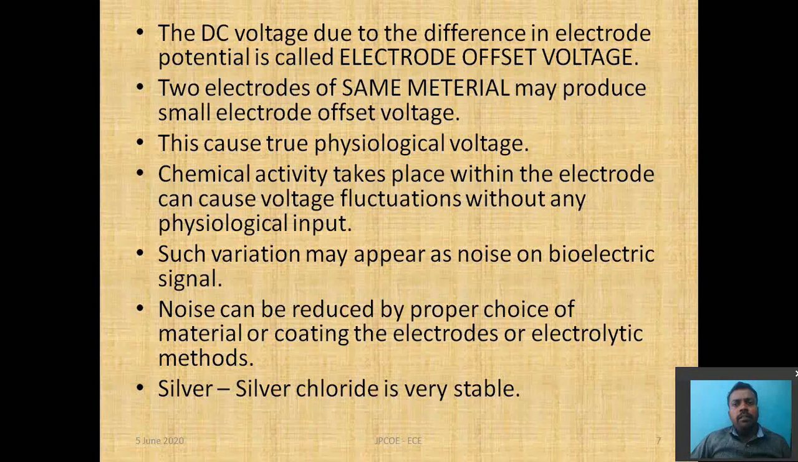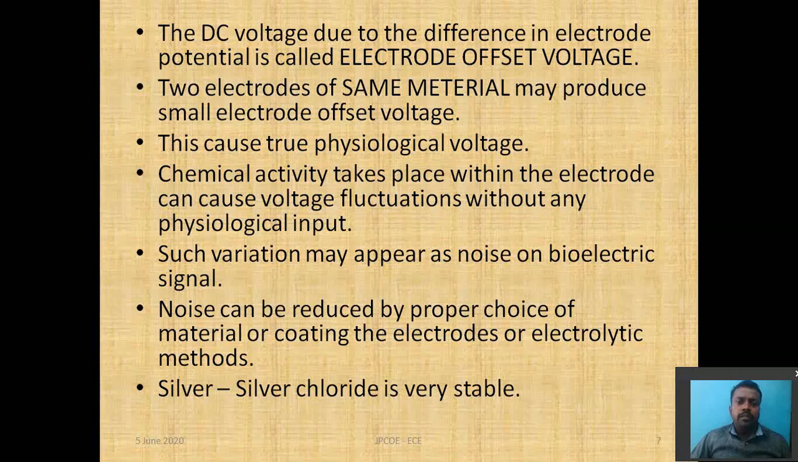How does chemical activity take place? Chemical activity means the electrolysis process. What is the electrolysis process? We have already studied it in school. By using a lemon we can generate some electricity. That is one process. Then another process: consider two rods, a copper rod and an aluminum rod.